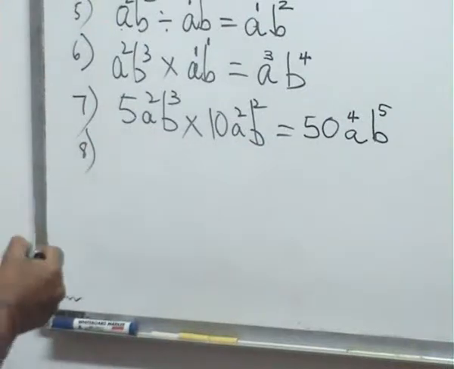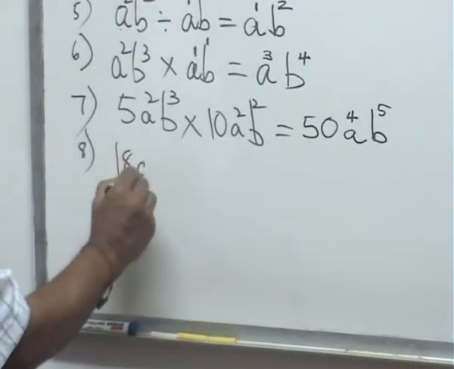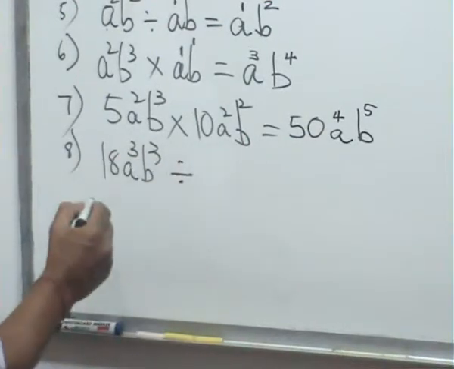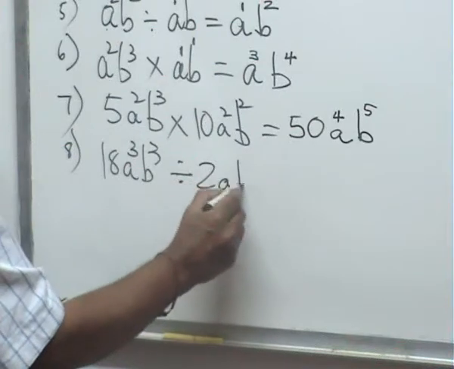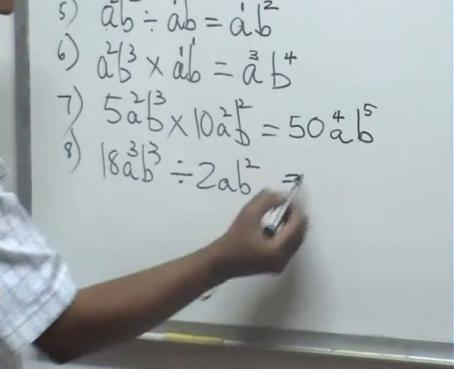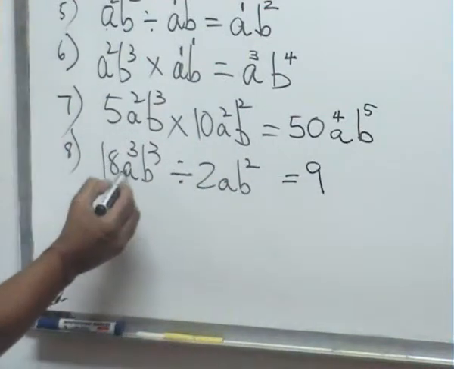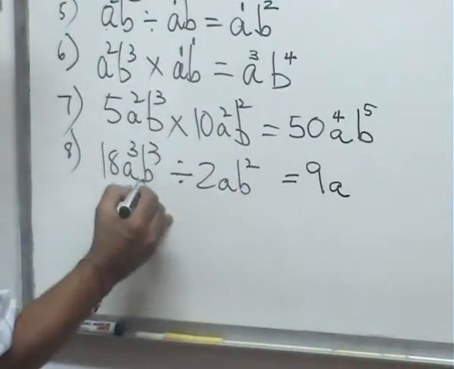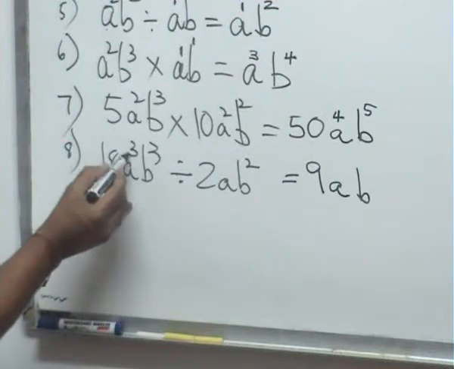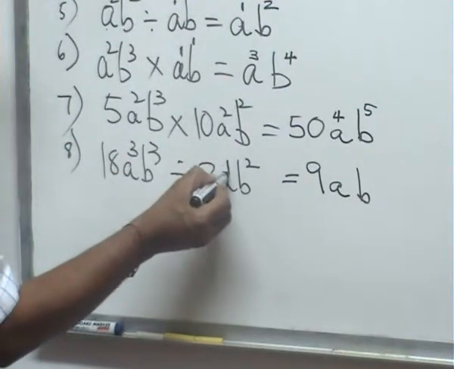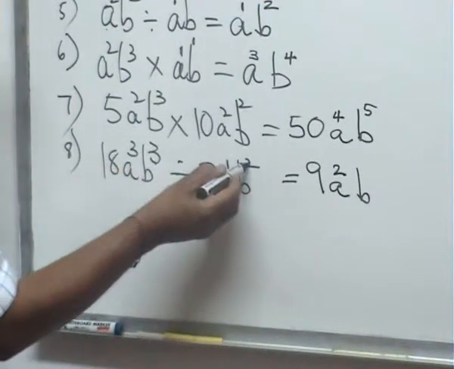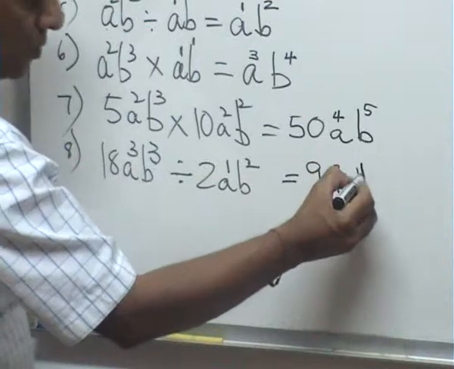Number 8, 18a cubed b cubed divided by 2ab squared. Well, 18 divided by 2 will give you 9. A cubed, a, just write down a. B cubed, b squared, just write down b. Now you're dividing, so you've got to subtract the indices. 3 minus this 1 will give you 2. 3 minus this 2 will give you 1.